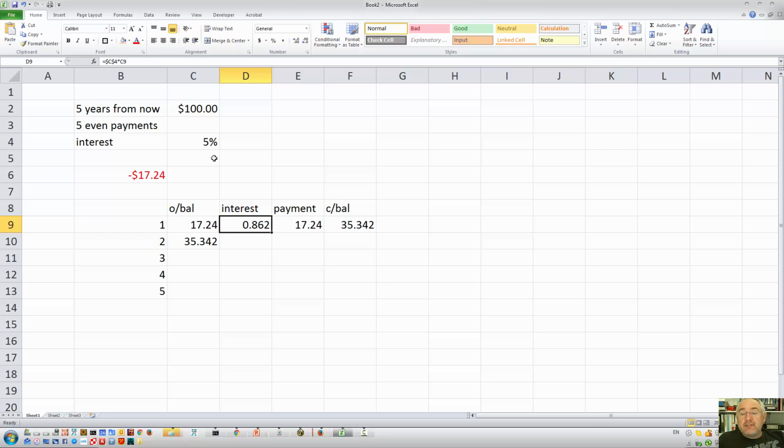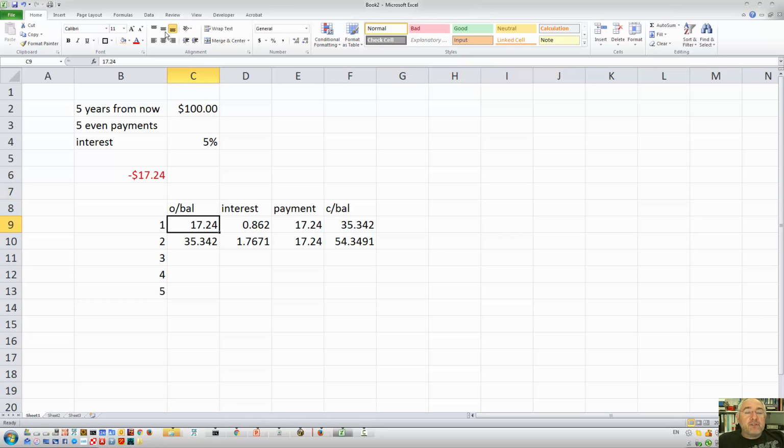Okay, second year, same stuff happens, right? So I earn some interest. That interest is 5% of $35. That's $1.76. The payment's the same, right? Excel has told us these are the even payments we need to make. And so I've got a closing balance of 34.